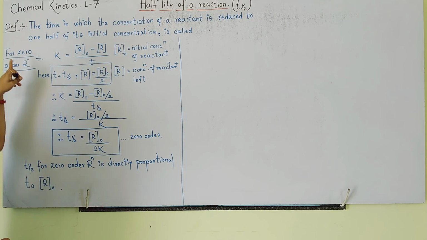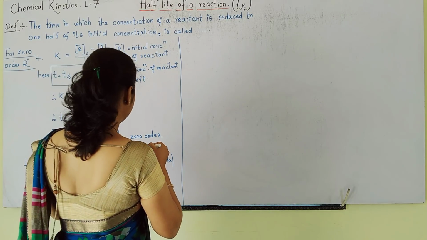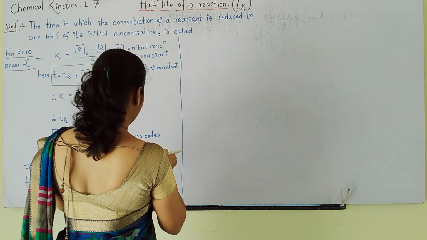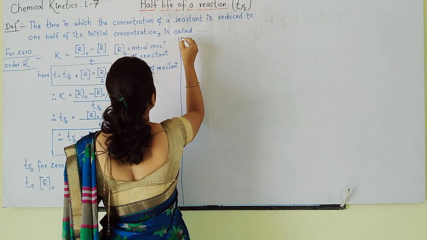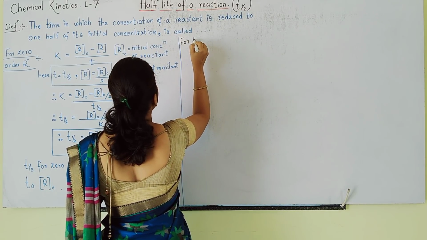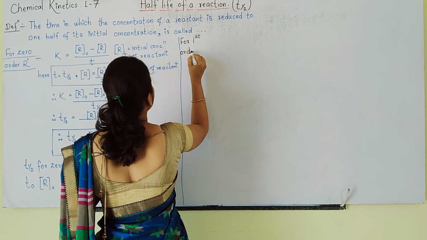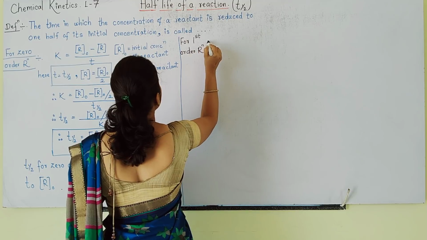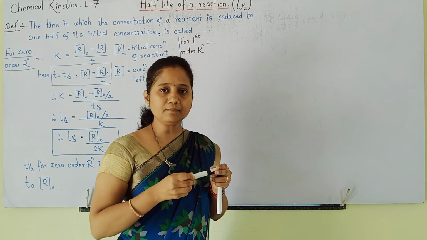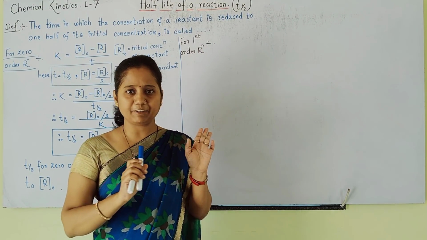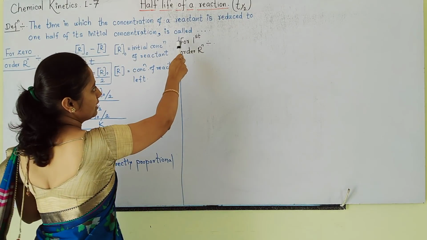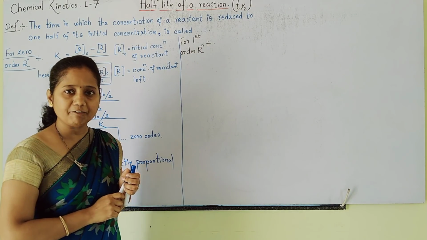Okay. Let us derive for first order reaction. Okay, so here I am writing for first order reaction. Friends, everything is similar. For first order reaction, we have to derive half-life of the reaction.